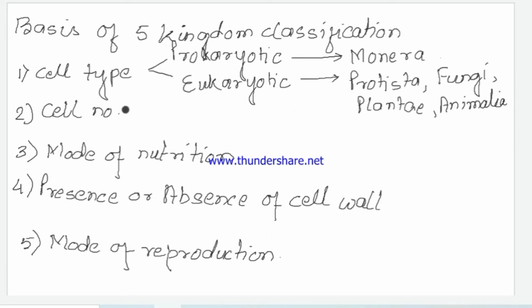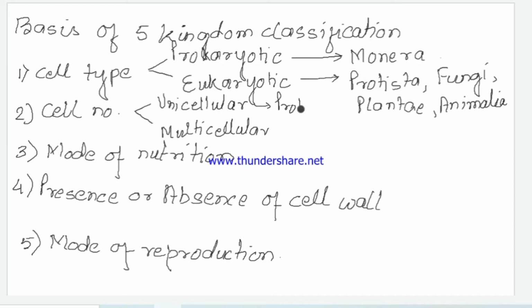Next, cell number was taken into account. According to the cell number, the organisms were classified as unicellular and multicellular. So which group was of unicellular eukaryotic organisms? They were Protista. And all the others, fungi, Plantae and Animalia, were multicellular.